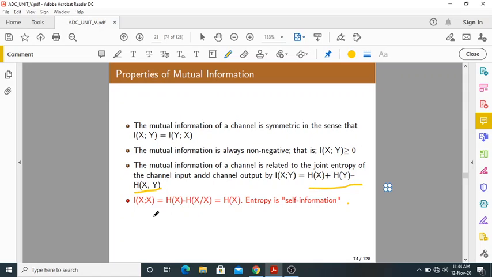Now here, this is a very interesting one. Entropy is a self-information. So what is I of x semicolon x? Information about x that is given by x. Simply entropy. So I of x semicolon x equals h of x minus h of x given x. So that is 0 actually. Now we are left with only h of x.